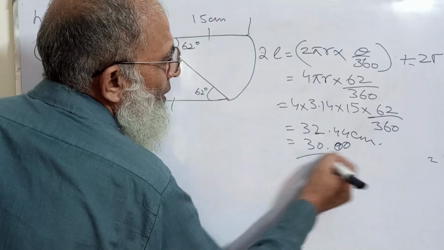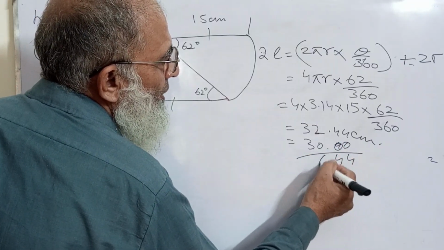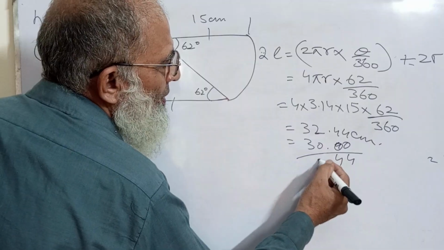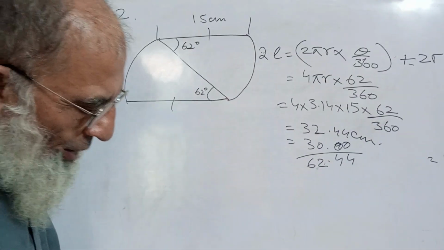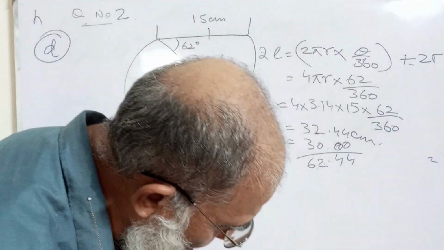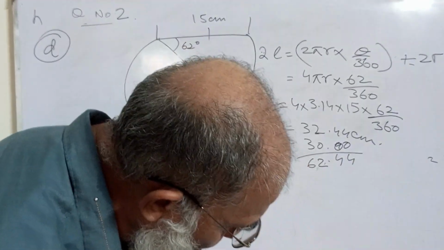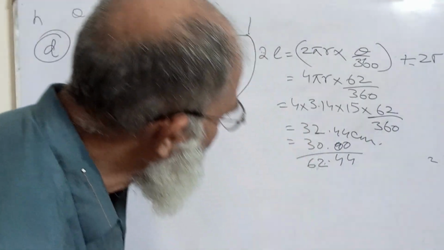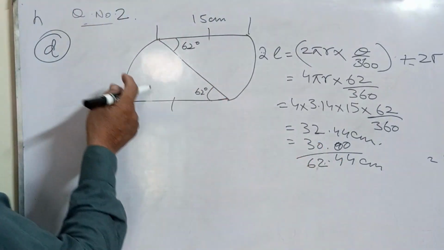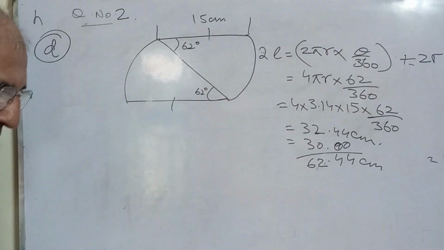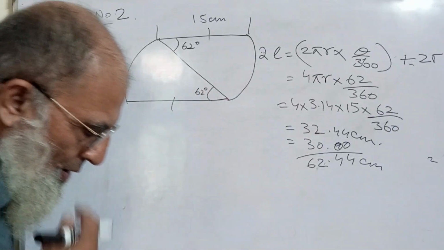So it will become 62.44. Now let me check the answer. Yes, it is correct now. It is correct now. Okay, because the whole perimeter was asked instead of the arc lengths.